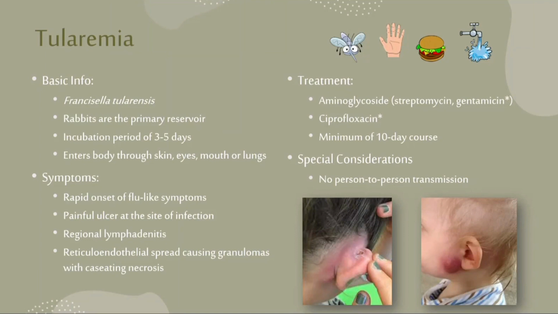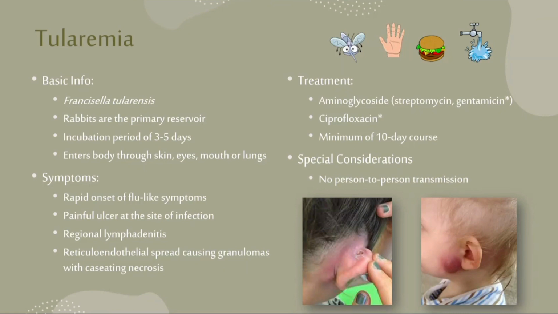Brucellosis. I'm not very good at these names, but rabbits are the primary reservoir. You have an incubation period of 3 to 5 days after coming in contact with this bacteria before you start to show symptoms. But it can enter through multiple sites throughout the body. It can go through the skin, through a scratch or a bite from a rabbit or an infected animal, and then eyes, mouth, or lungs.